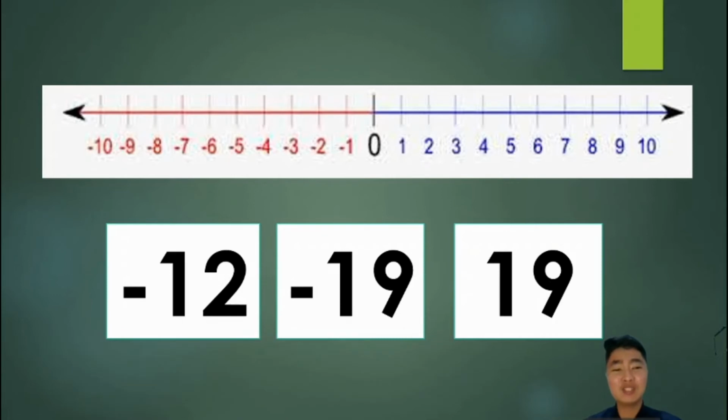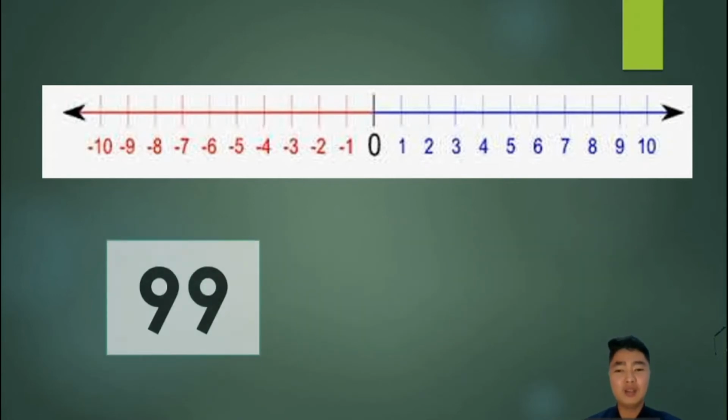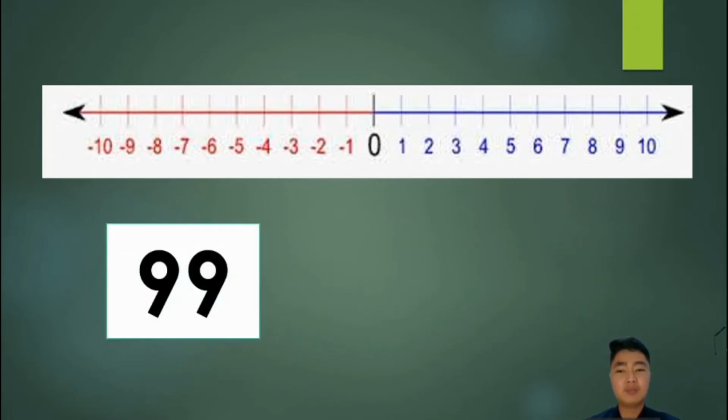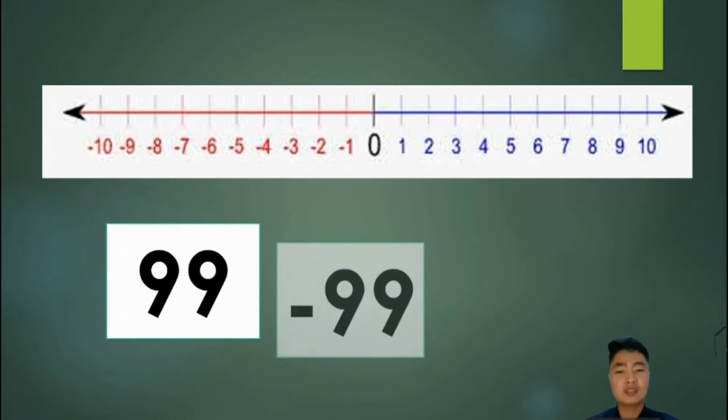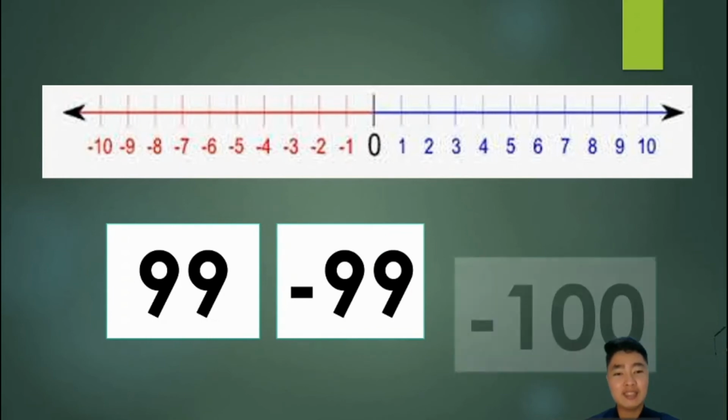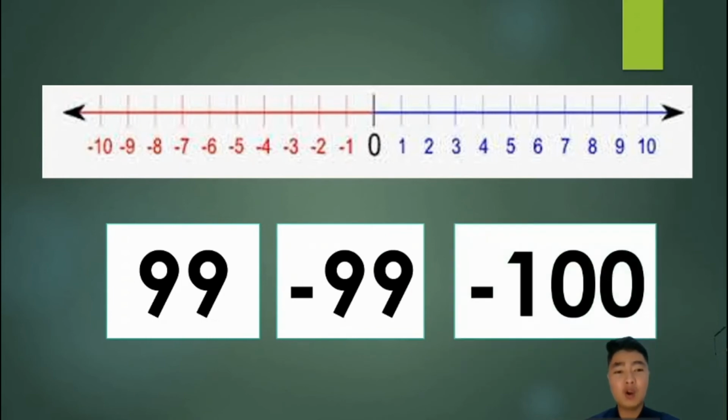Alright, let's try one more. What if you have positive 99, negative 99, and negative 100? How do you arrange them in ascending order?